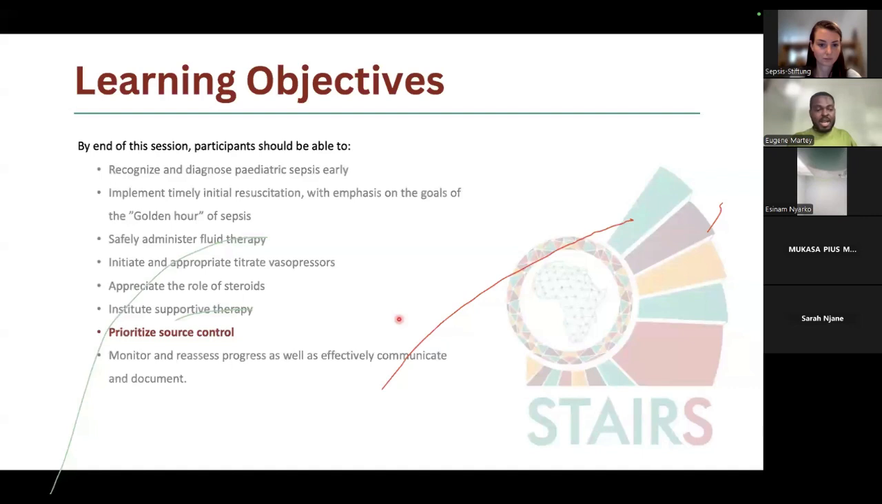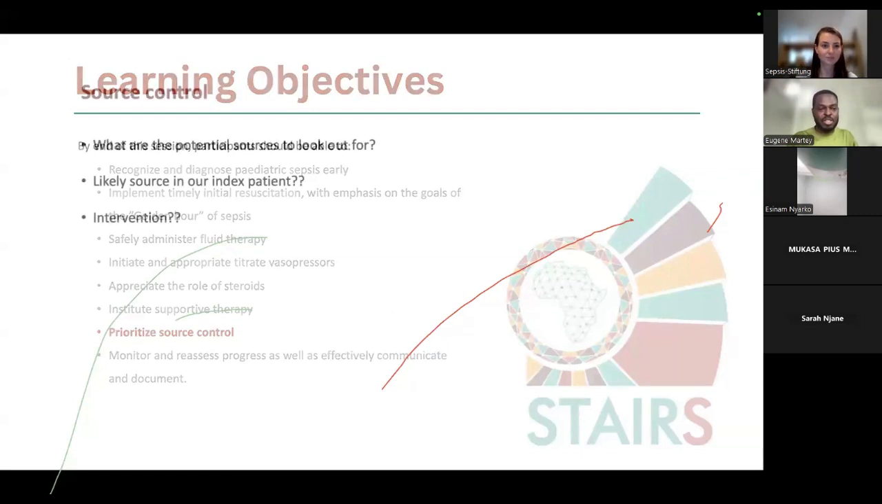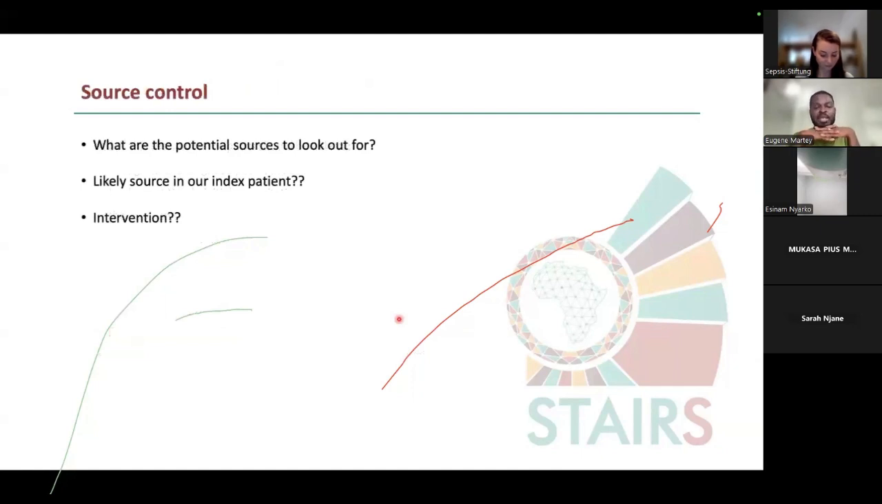And then another important thing that we always need to focus on is source control. So if we do all these beautiful interventions for our patients, and yet we miss the source of the infection or the source of sepsis, then we might just be pouring water into a basket. All our efforts may go down the drain. So it's always important to ask ourselves, what are the potential sources of infection? So it could be infections in the various tissues. It could be indwelling devices in the patient. So you need to look at that, okay?